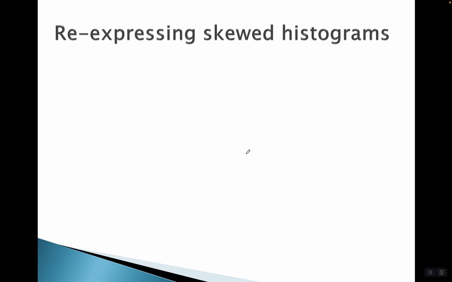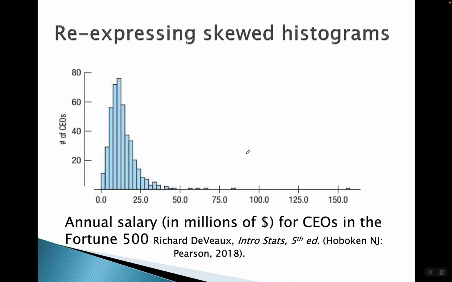We can express not just scatter diagrams. We can also express skewed histograms by re-expressing them using logarithmic scales. Here's an example. This is the annual salary in millions of dollars for CEOs in the Fortune 500. This is several years back. So this is a really, really skewed distribution. This one person here is making $156 million.